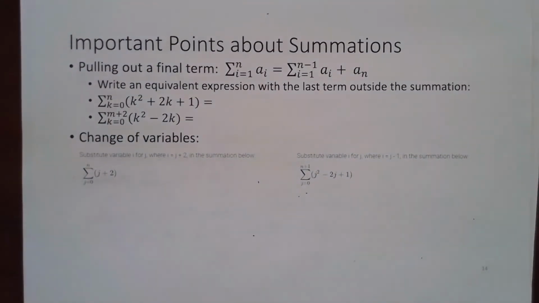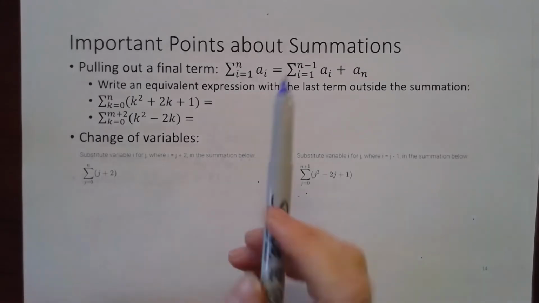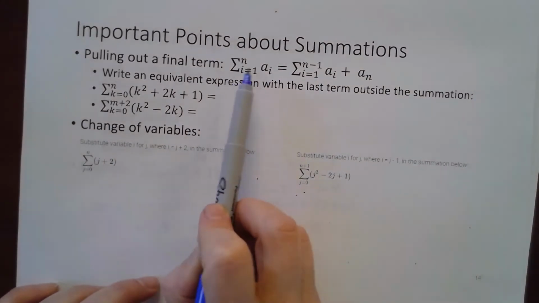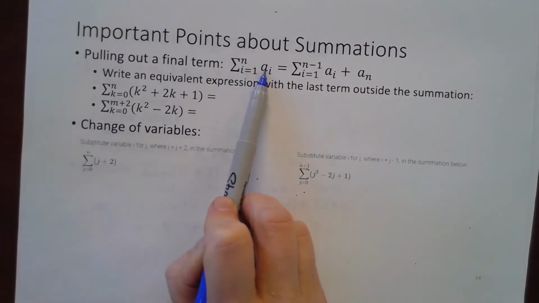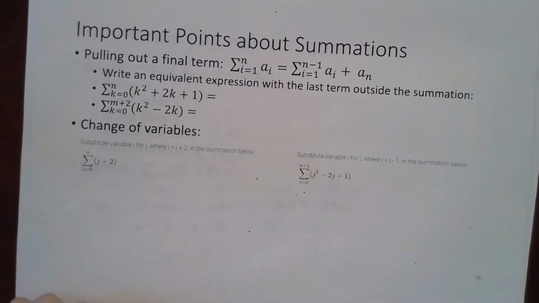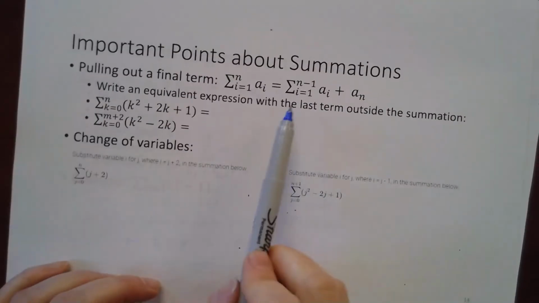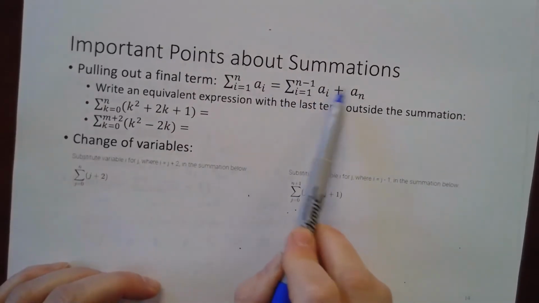Okay, so some important things about summation. When we get to doing our induction proofs, it's going to be really important that we know how to rewrite our summations by pulling out a final term. We'll practice. So if I have a summation from i equals 1 to n of a sub i, what I'd like to do is rewrite this summation by pulling off the last term and putting it separate, and keeping the rest of the summation together. So I'm rewriting this as a summation plus a separate term.